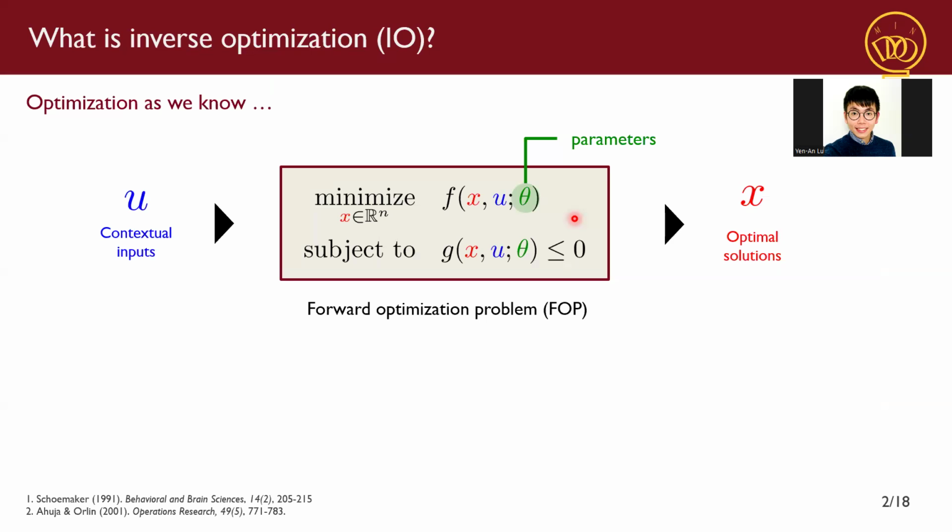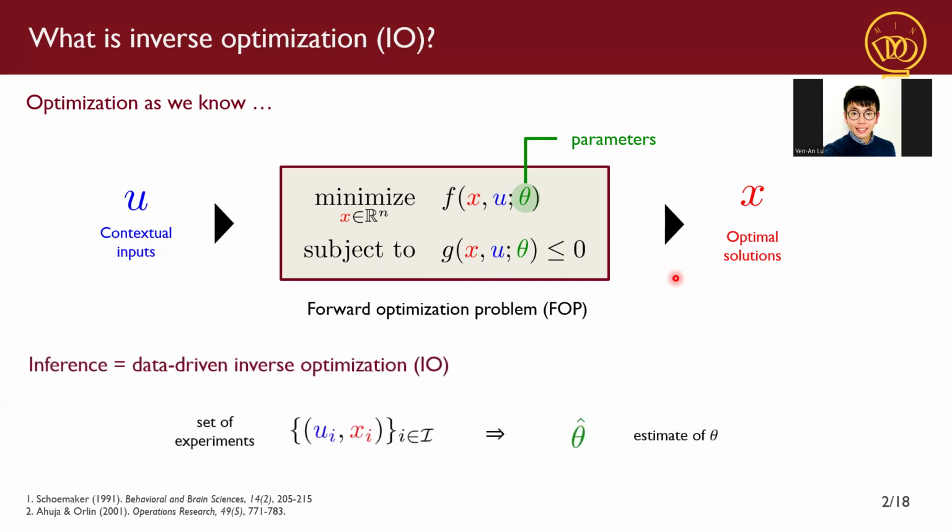So in the PSE or OR community, we have been using mathematical optimization to model decision-making processes in our life. We will formulate such forward optimization problems that include an objective function f and constraint g that is parameterized by some model parameter theta. And then the forward optimization problem will take the contextual inputs that describe the system conditions and make the prediction on our optimal decisions at the output.